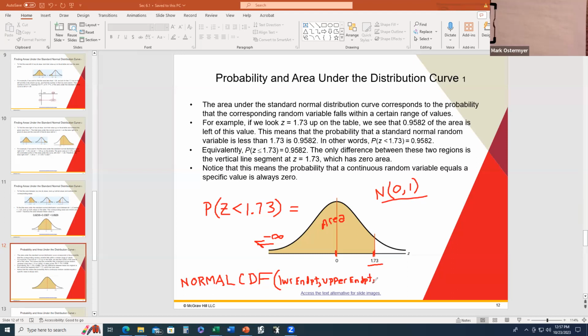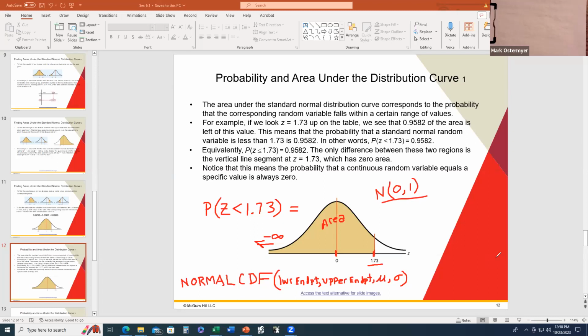Comma. Then we must specify the mean of the normal distribution, comma, and then the standard deviation. This is the required argument list for the normal CDF function to do its job. It's got to be in this order: lower endpoint, comma, upper endpoint of an interval, comma, the mean of the distribution, comma, the standard deviation of the normal distribution.